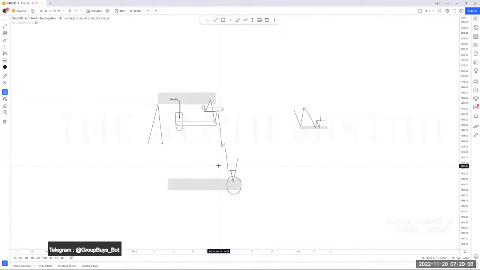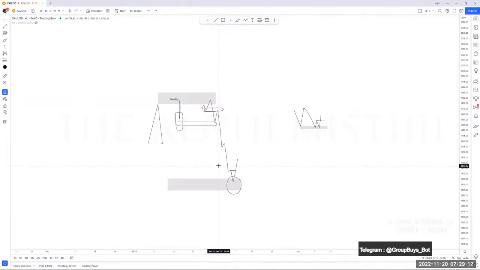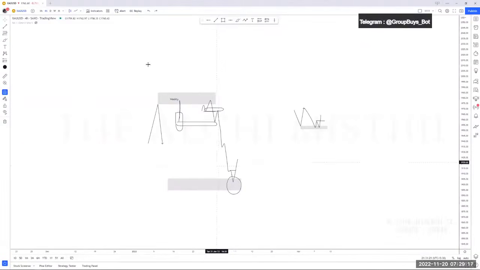So remember, daily to daily, weekly to weekly, monthly to monthly. Not 4 hour to 4 hour, 1 hour to 1 hour. Those are not necessary. Those are only used for entries.